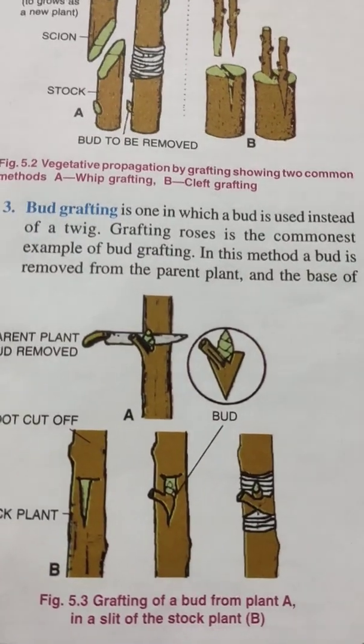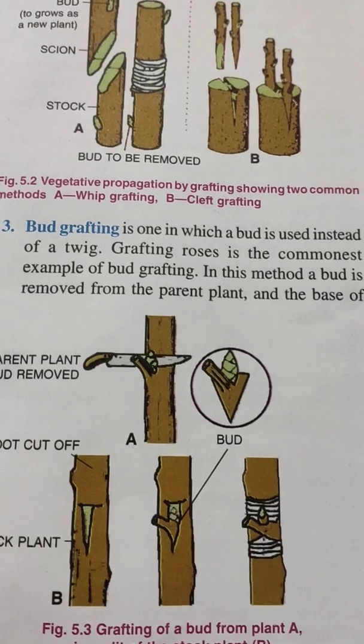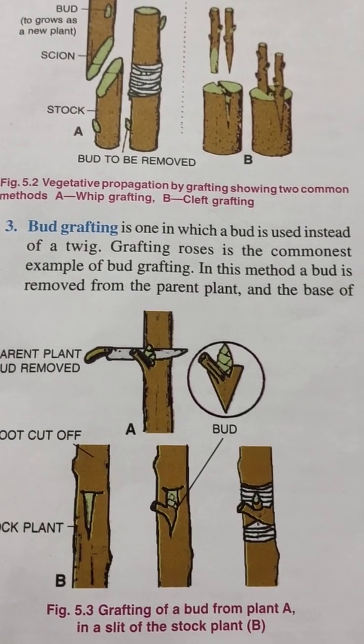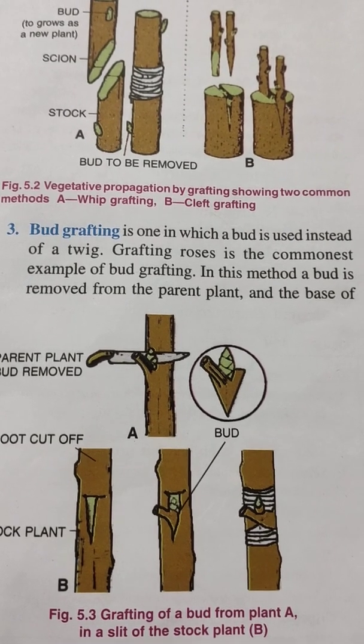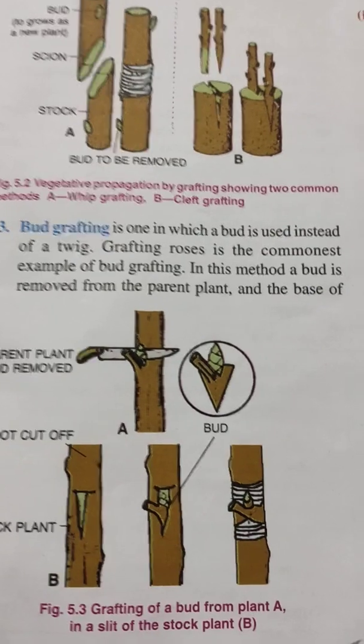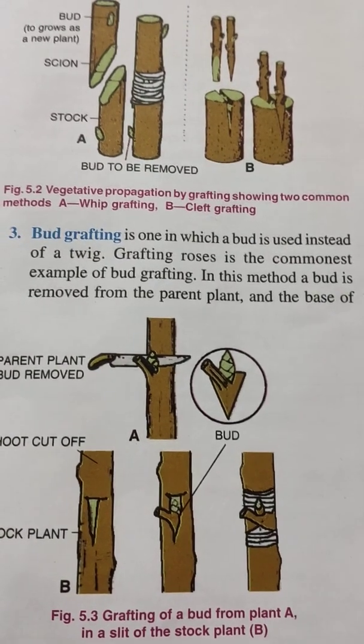Now what is it? It is one in which a bud is used instead of a twig. Instead of a twig, the small part of the stem, a bud is used. Grafting roses is the commonest example of bud grafting. In this method, a bud is removed from the parent plant.